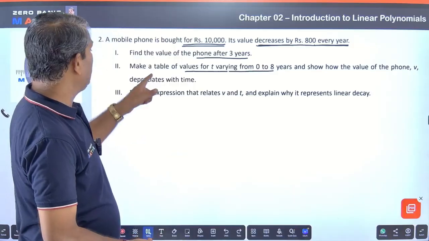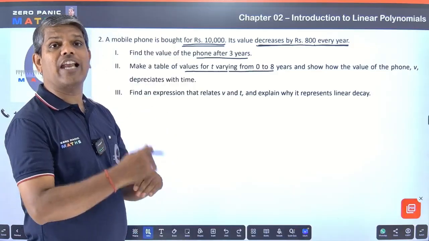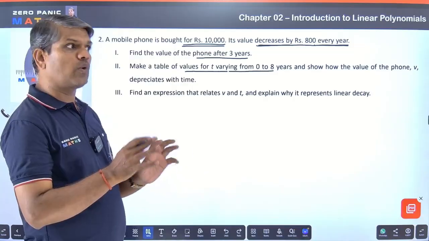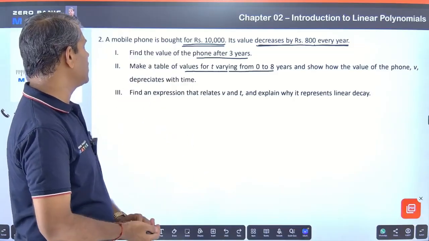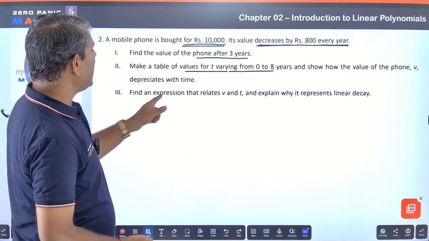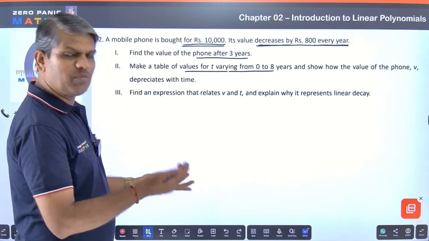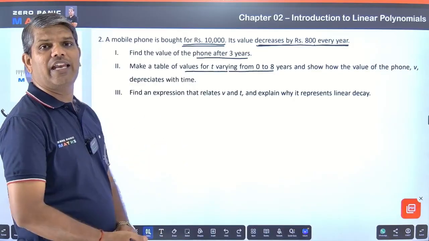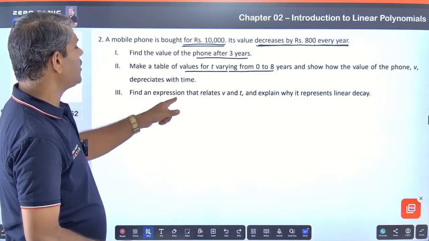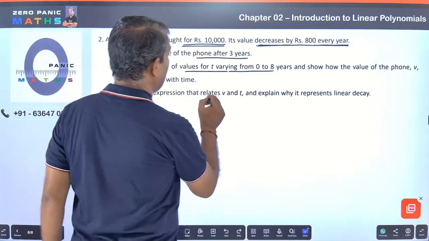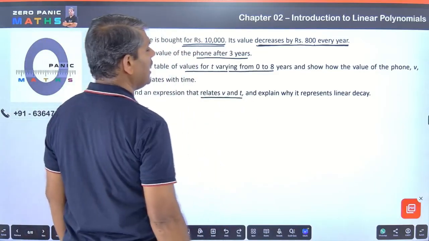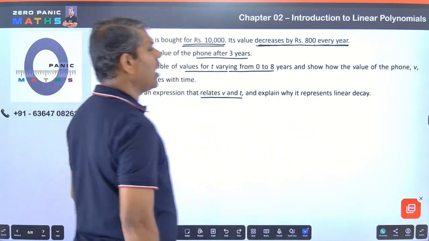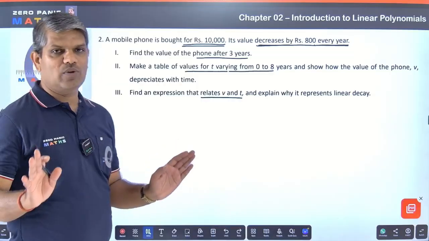Okay, that is depreciation. The decrease in the value of any quantity is called depreciation. So find an expression that relates v and t. Similarly, finally we derived an expression. So similar to that, we need to derive an expression that relates v and t, and explain again why it represents linear decay. You understood this, right?